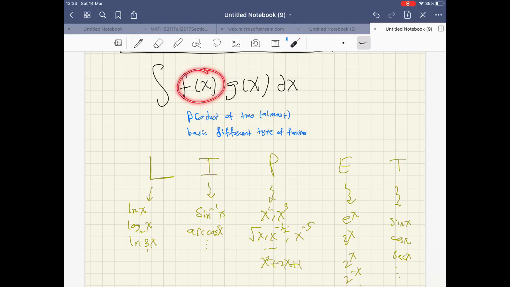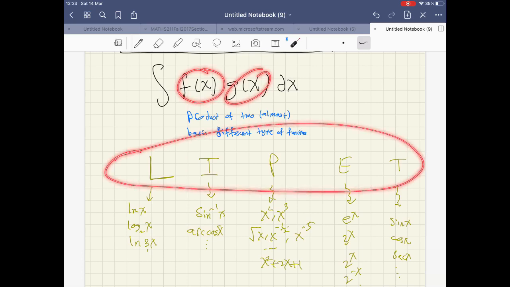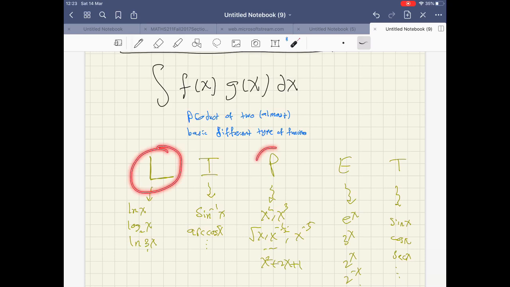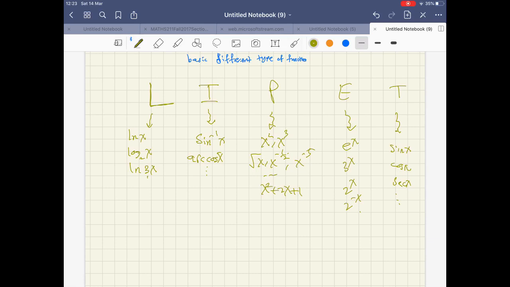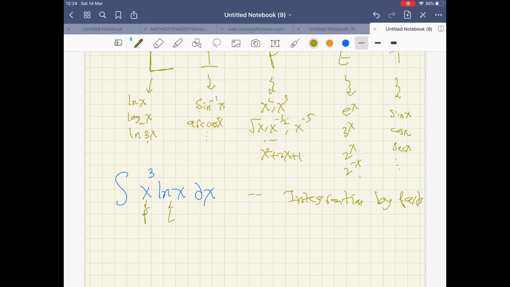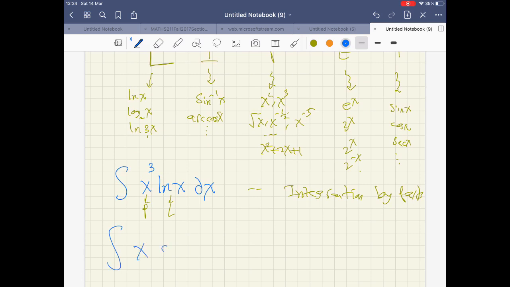And if I have a product between two functions from these categories, for example, a product of ln and polynomial, something like, let me write an example here, the integral of x^3 ln x dx. This is polynomial and this is logarithmic. So here we have to use integration by parts. Or for example, the integral of x sine inverse of x, and so on. Those are all common for integration by parts.